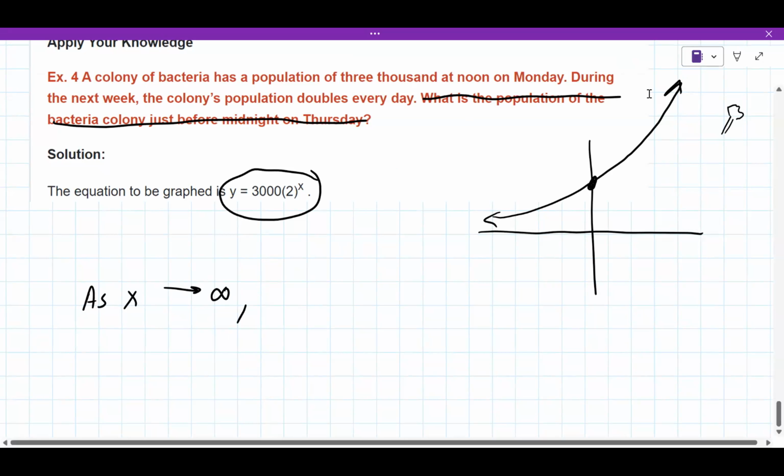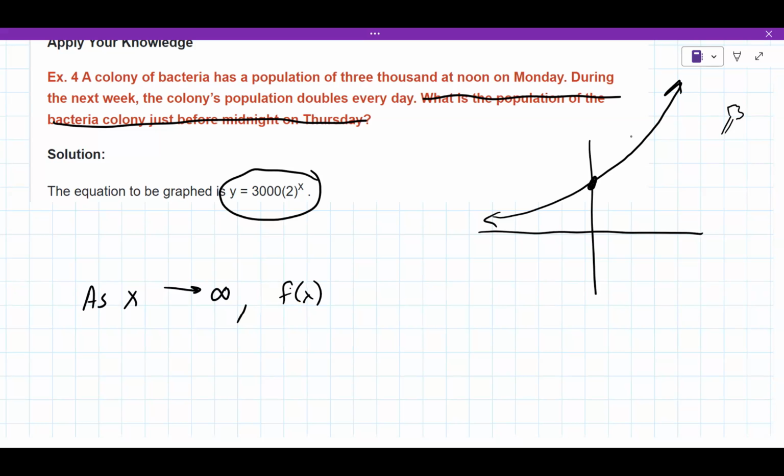I'm sorry, I didn't hear you. What happens to the y values? It sounds like you're a little bit far away from your headset or microphone, but it does go to, I said that it becomes positive infinity. Yes, there it is. I can hear you perfectly now.